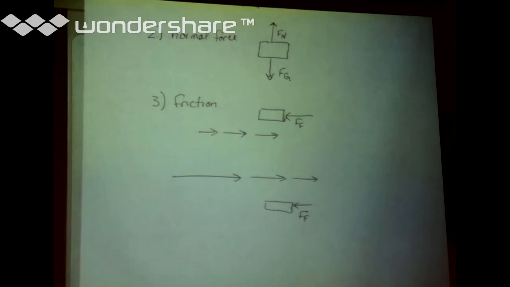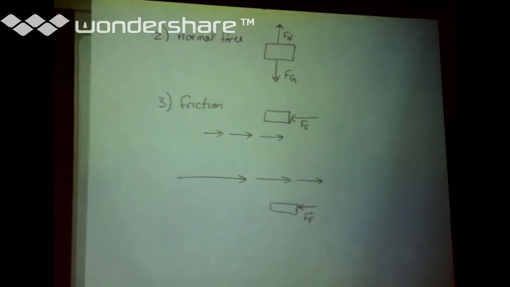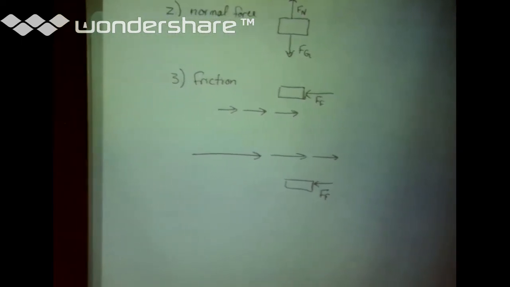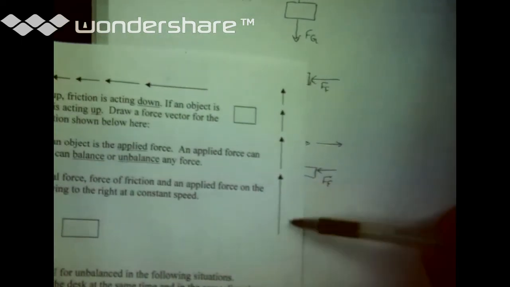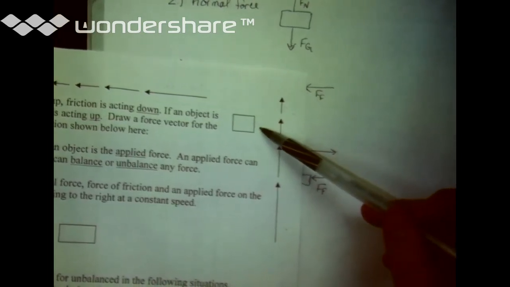So if an object is moving up, friction is down. If an object is moving down, friction is up. So now on the side of the page you have a motion map where it is going up and slowing down. So draw the force vector and label it for friction.